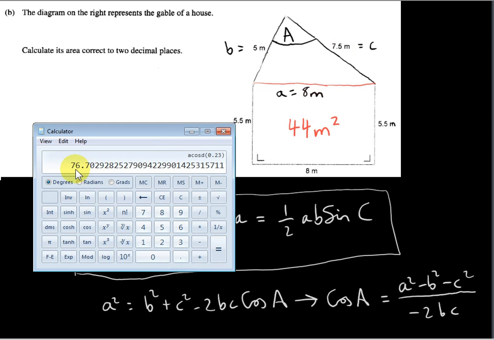Actually, we don't need to get angle A because, well, we could actually work with the fact that cos of A is 0.23 and use that to get the sine of the angle. We could do it that way. Anyway, for now I'll just note down this angle. To 2 decimal places, this is 76.70.